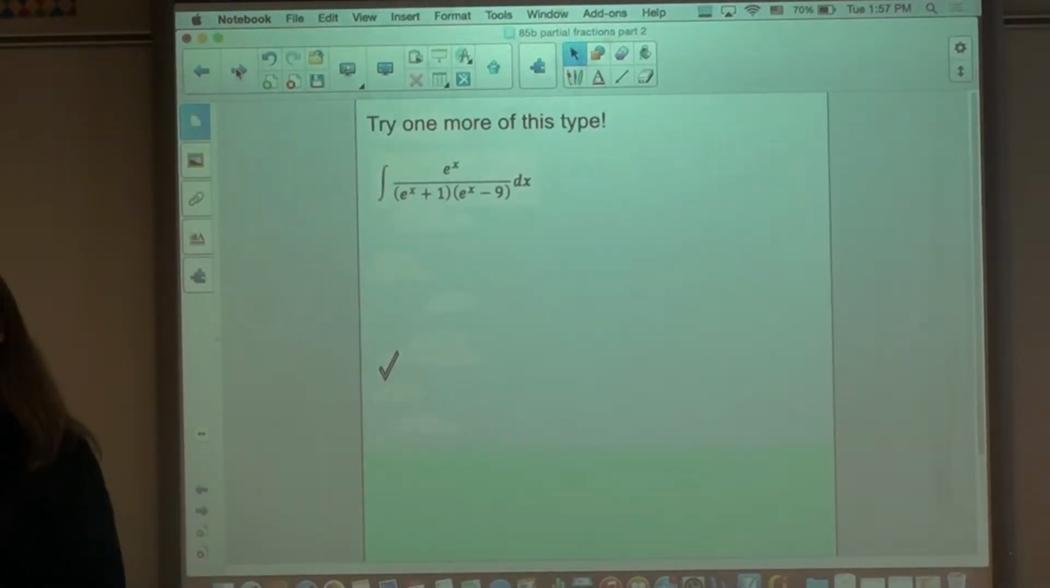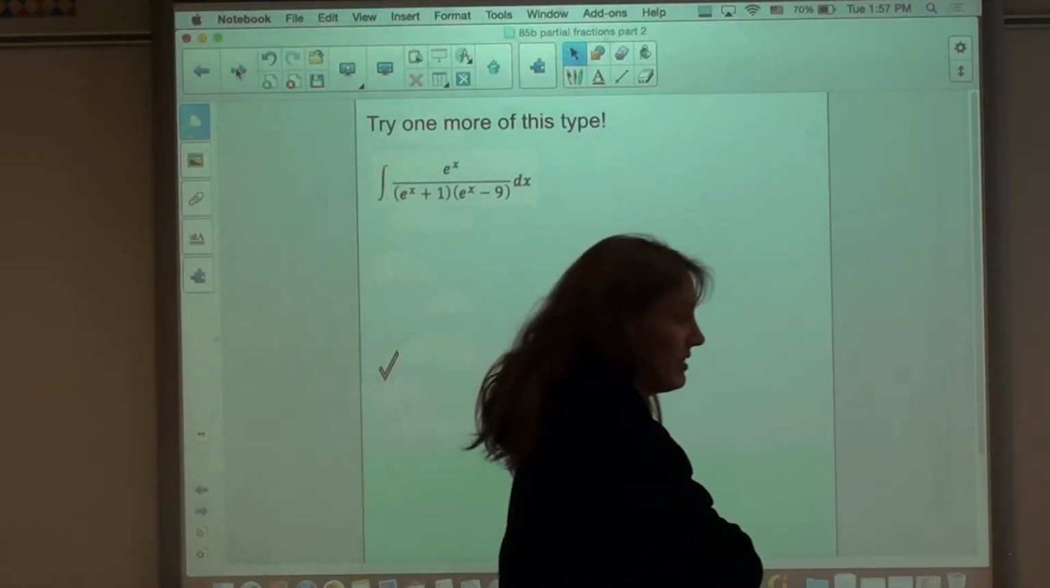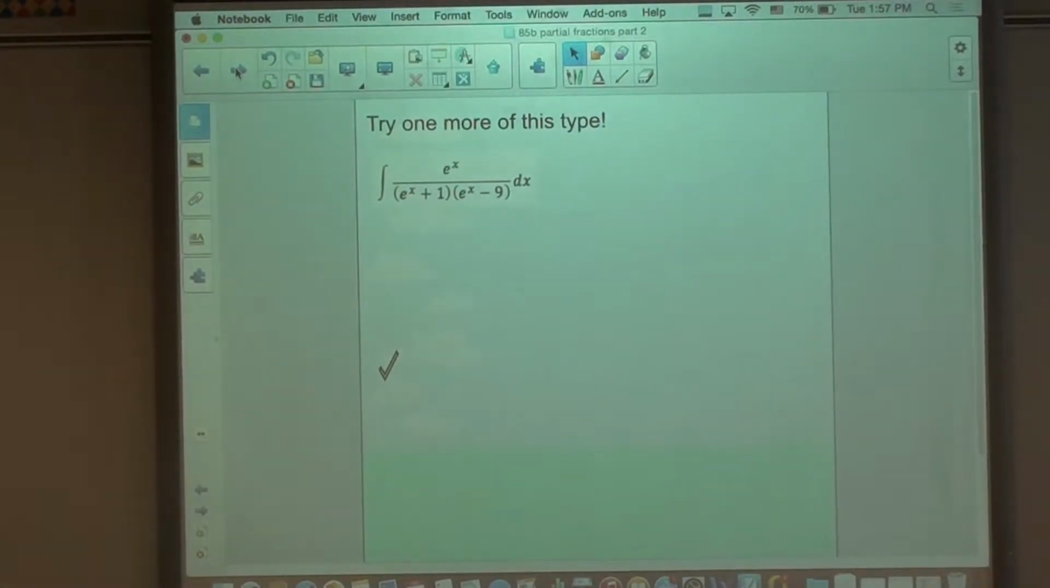All right, so here's another one. You know what's fun about this one? If you don't write this in terms of u, if you leave it in terms of x, it can be solved, but it's not easy. It's actually very tricky to solve if you leave it in terms of x. So it's much easier if you do a u substitution on this.